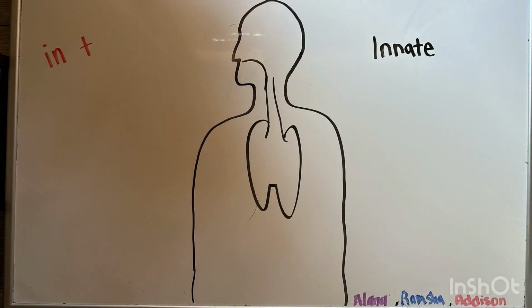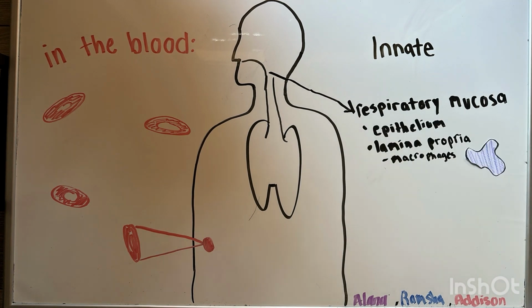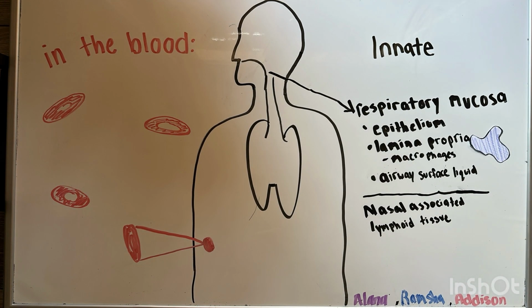Along the airway is the respiratory mucosa, which consists of a layer of epithelium, the lamina propria, a layer of connective tissue and immune cells, and a coating of airway surface liquid, which contains mucus. Along the airways are nasal-associated lymphoid tissues that are crucial for MTB antigen sampling.